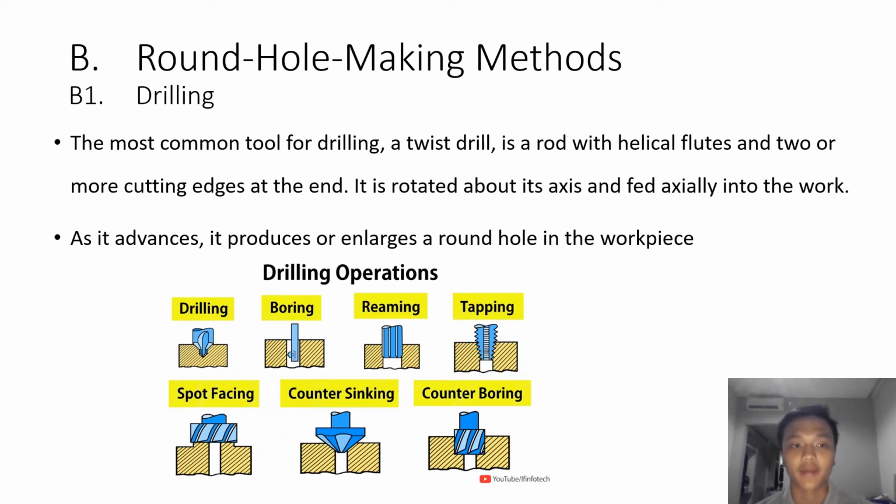We go to the next chapter, round hole making methods. Drilling. The most common tool for drilling, a twist drill, is a rod with helical flutes and 2 or more cutting edges at the end. It is rotated about its axis and fed axially into the work. As it advances, it produces or enlarges a round hole in the workpiece. This is the drilling operation. There's boring, reaming, tapping, spot facing, countersinking, and counterboring.